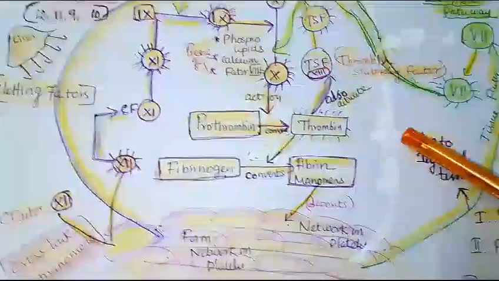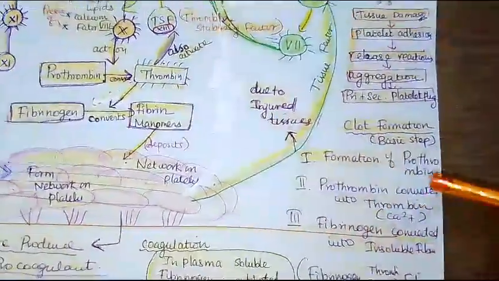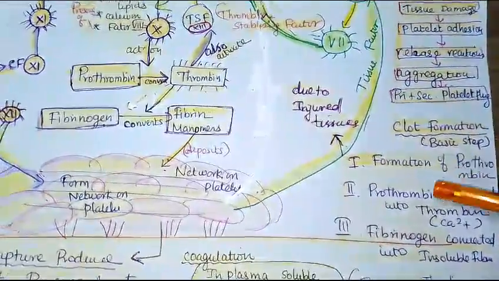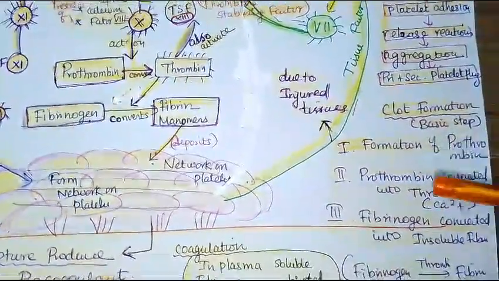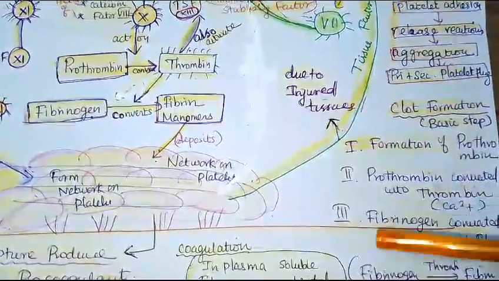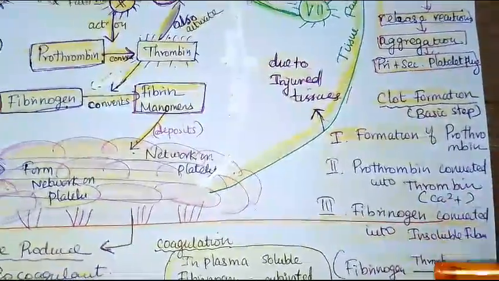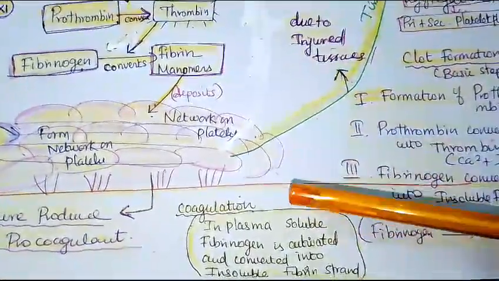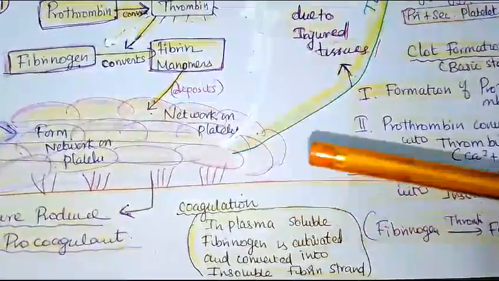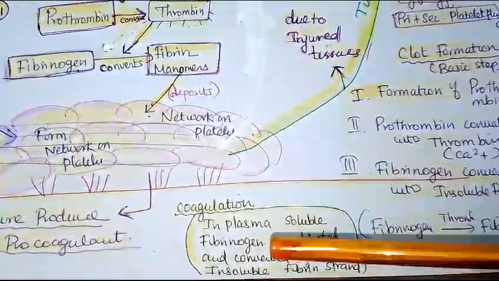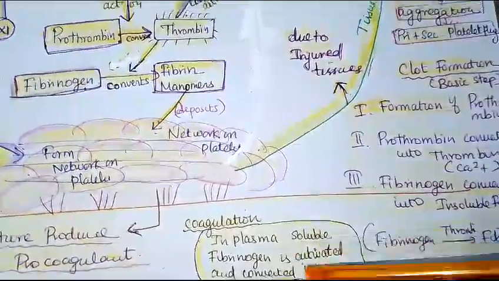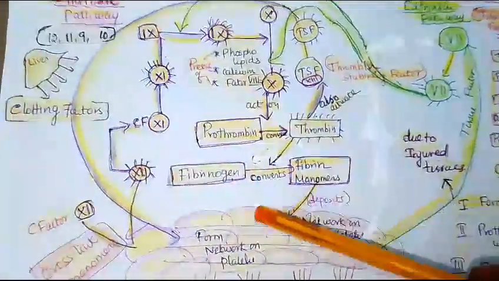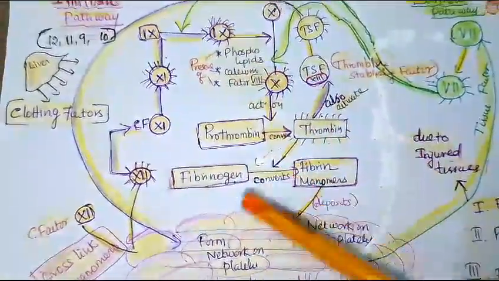Okay, so the basic first step of clot formation is the formation of prothrombin, and the prothrombin converts into thrombin, and then with the calcium ion and all these things, fibrinogen converts into the insoluble fibrin. So what is the definition of coagulation? In the plasma, soluble fibrinogen is activated and converted into insoluble fibrin strands. That is the definition. So with these three steps in the intrinsic pathway we have seen, this is a very long pathway.